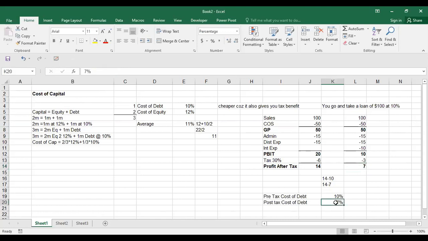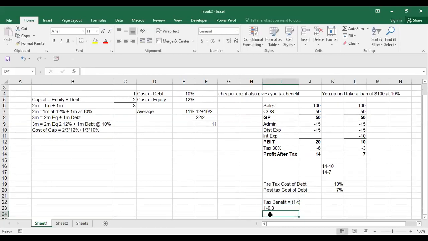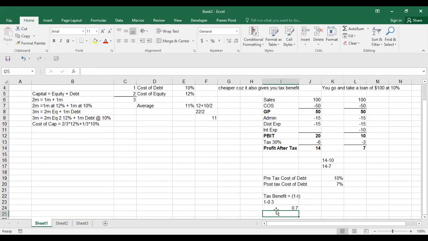So whenever you take a debt, you get some tax advantage, and that tax benefit, usually you write it down like this. You say 1 minus t, which means 1 minus 0.3, which means 0.7. So what it costs you is only 0.7.